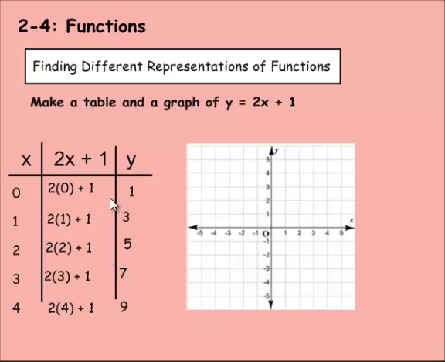So we see that there's a relationship here. See if it goes up by 2? That's because we are multiplying 2 times the input. So it's always going to be going up by 2. And then it starts at 1, so it's always going to be an odd number. But now we need to graph it.